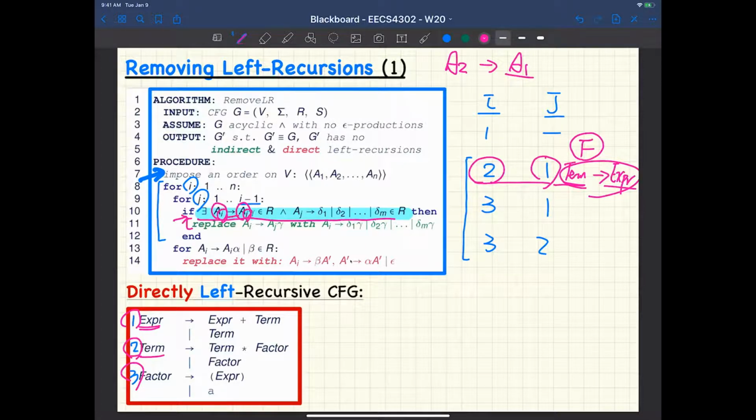Any questions? Okay. Now, in the next iteration, i is going to be 3 and j is going to be 1. So what are we looking for? 3 will be factor, which produces 1, expression. Factor is 3, expression is 1. Do we have anything like a factor produces expression?